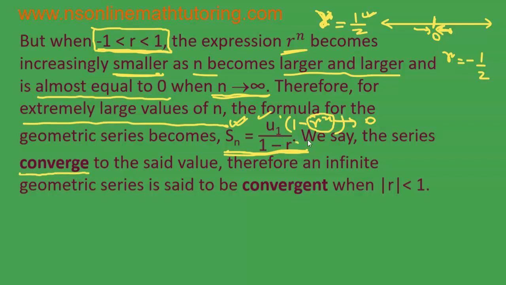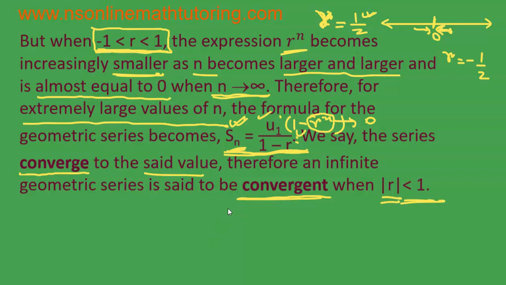It will be having a definite value, and it does not get changed if we change the value of n. N can be made larger and larger, but it will not be affecting this result because this does not contain any n. So we say that the series converges to the said value, and therefore an infinite geometric series is said to be convergent when the absolute value of r is less than 1, or r is between negative 1 and positive 1.